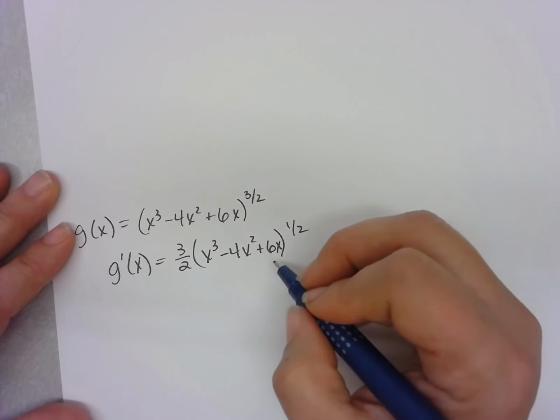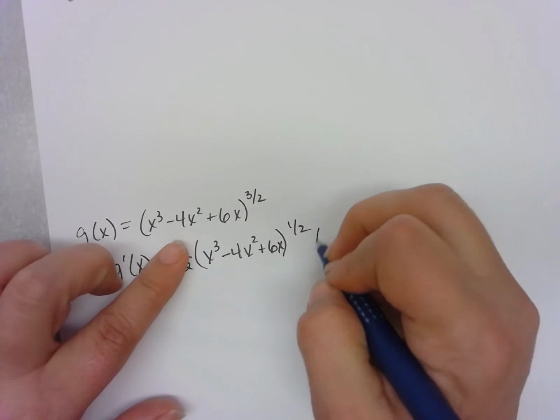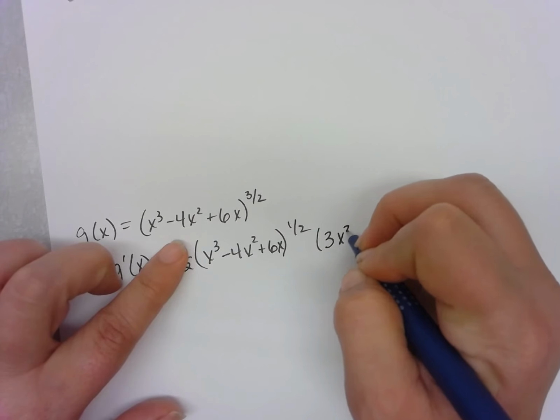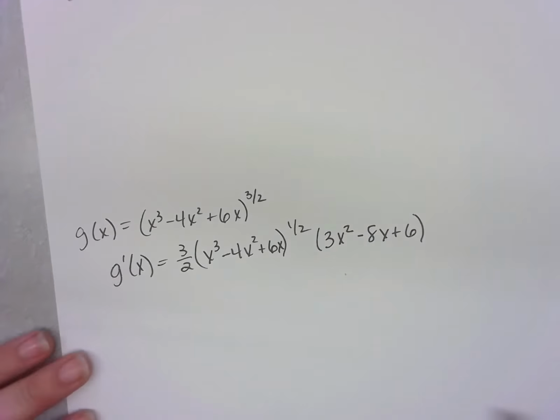Then times the derivative of the inside. So now I ignore everything except for the inside, and that is going to give me 3x squared minus 8x plus 6. And that is my g prime.